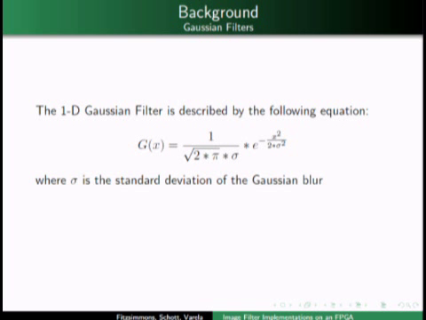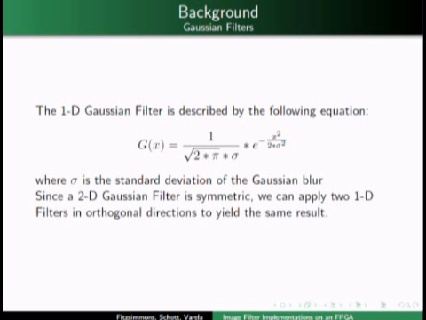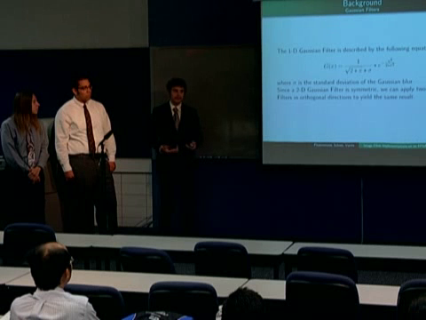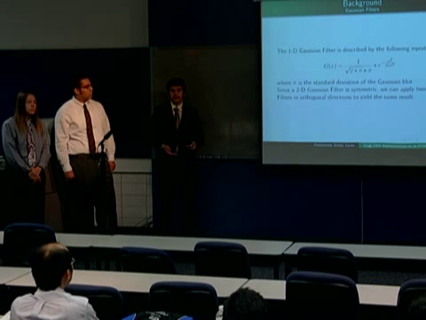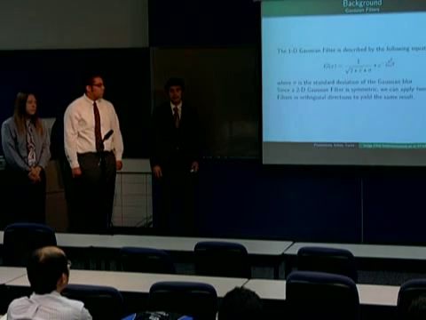So the main filter we're using is Gaussian filters, and it's described by the following equation, where sigma is the standard deviation of the Gaussian blur. And since the 2D Gaussian filter function can be described by both its 1D functions with respect to x and y, multiplied together they'll yield that 2D function. So we can apply the filters in orthogonal directions to yield the 2D filter. So instead of applying a 2D filter mask, we can apply two 1D vectors.